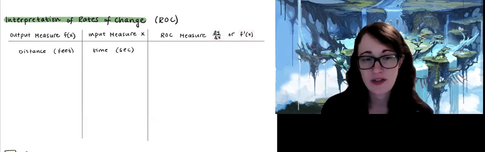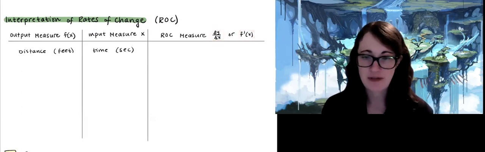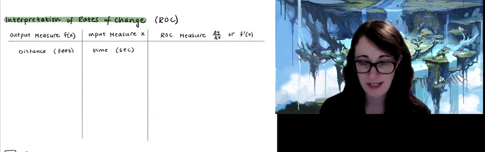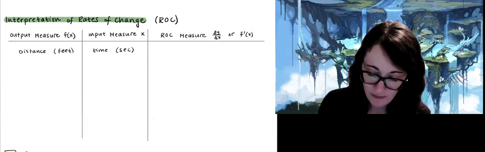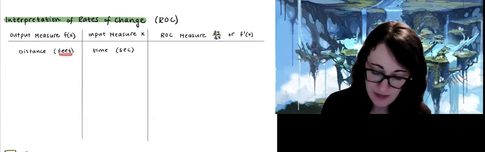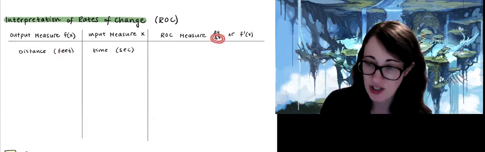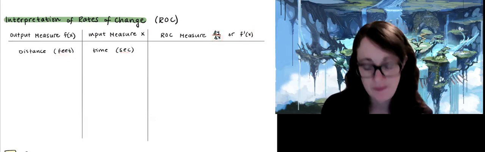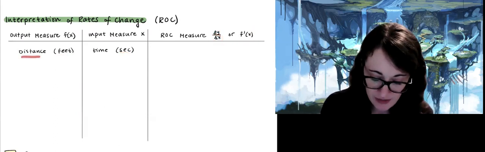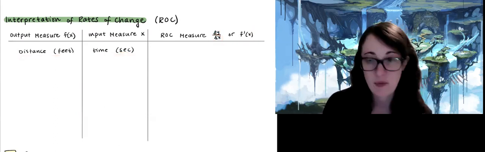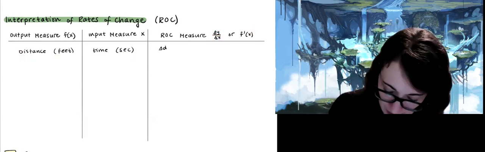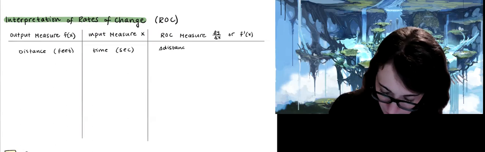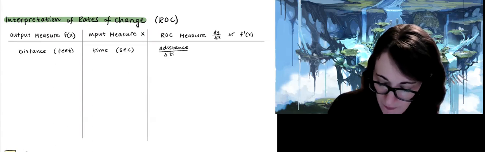The units that we would use to talk about the rate of change of your function in this particular case are what you would find as the measure of the change in the outputs, which would be measured in feet, and then over the change in the inputs, which would be measured in seconds. So the rate of change of distance over time would be measured in feet per second. Okay, so change in distance over change in time.